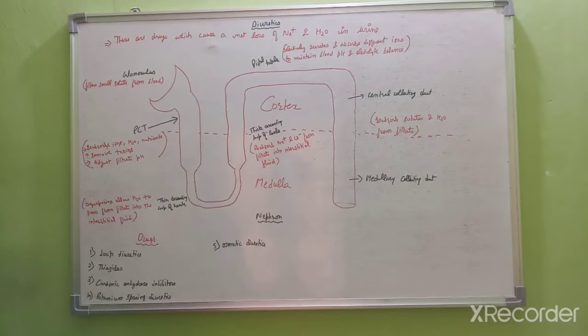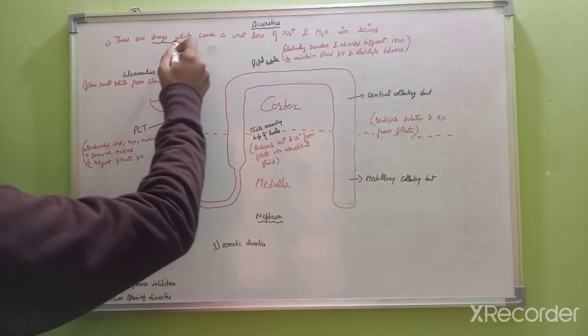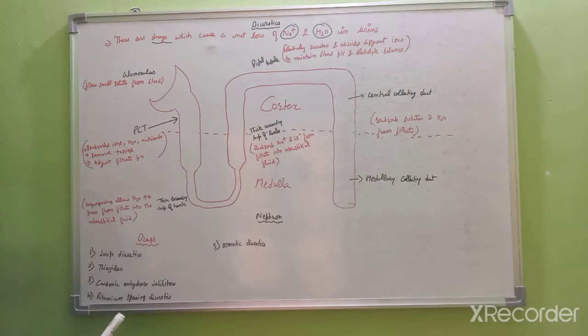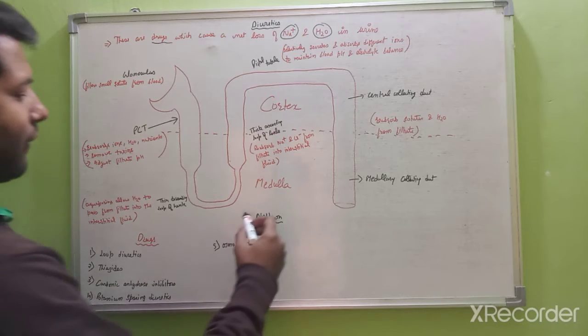Hello, today we will discuss a topic: diuretics. What is known as a diuretic? These are the drugs which cause the net loss of sodium and water in the urine. Basically, diuretics are the agents or drugs which cause the loss of sodium or water in urine. This is the structure of a nephron.